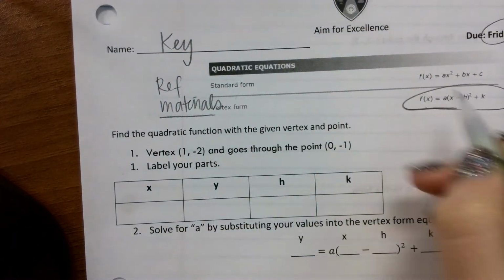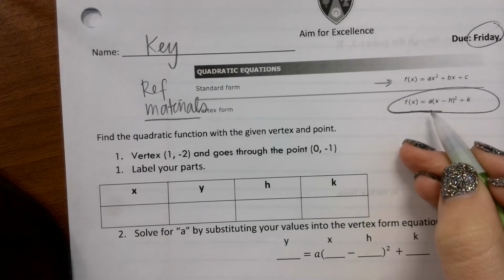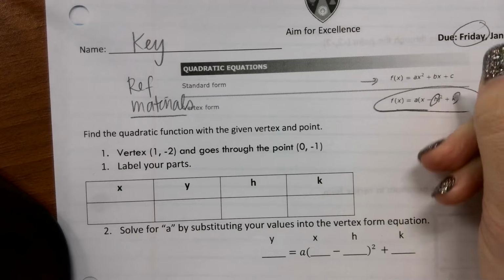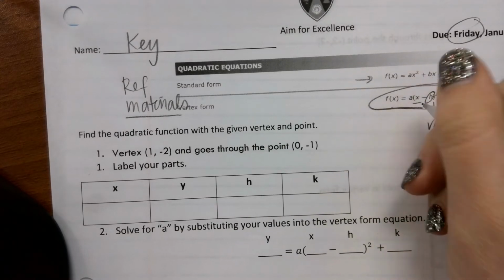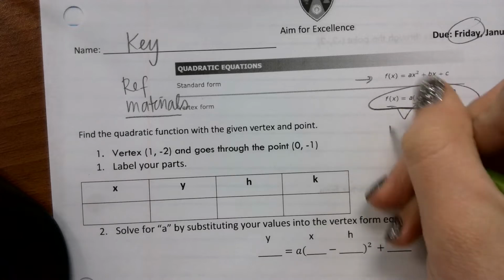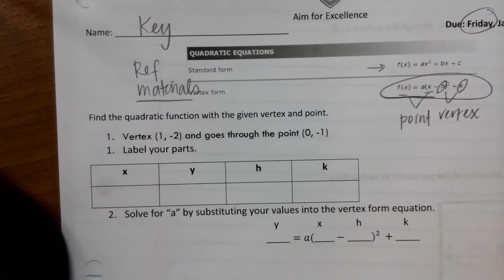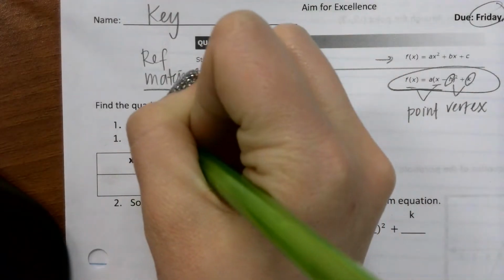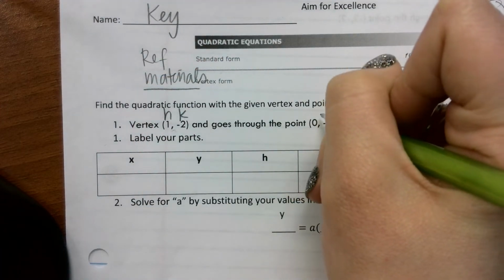especially with vertex form. Standard form is going to be used next week, but this is super important. Your vertex form equation, where your h and your k are your vertex point, and your x and your y are just a point on the parabola, or a point on the quadratic equation. So it says find the quadratic function with the given vertex and a point. So here's my vertex, my h and my k, and goes through the point 0, -1.